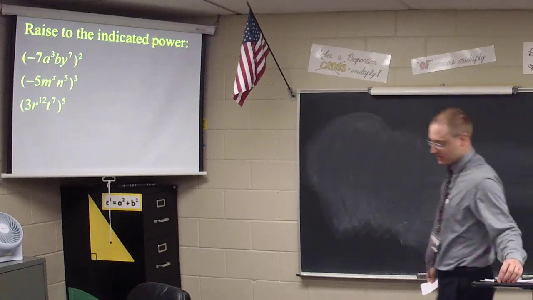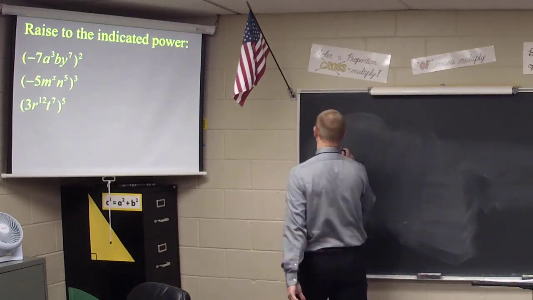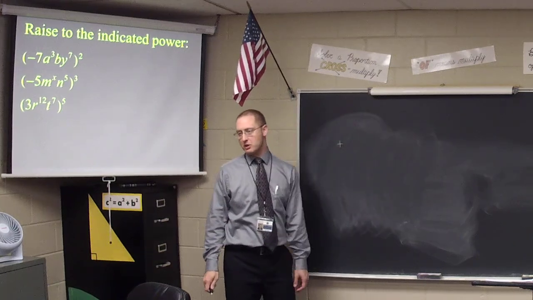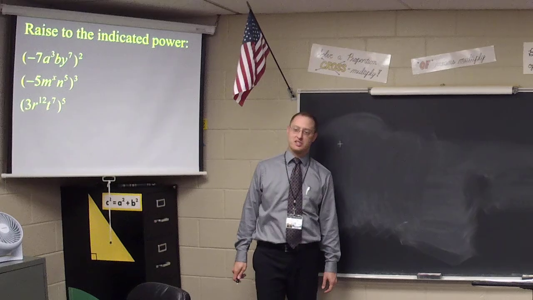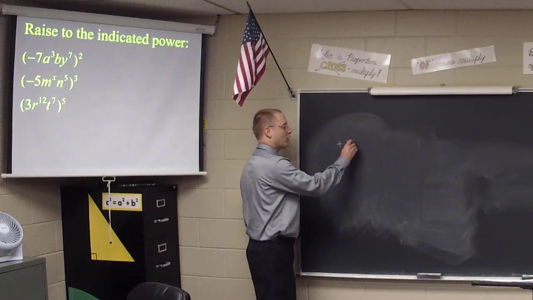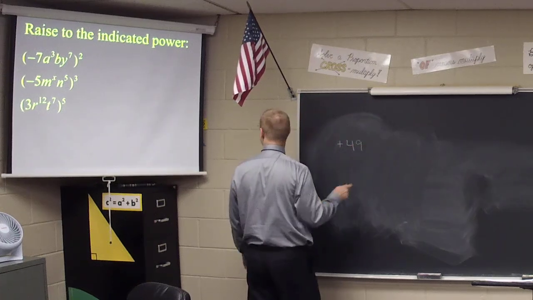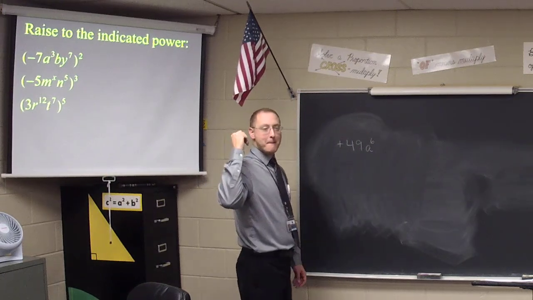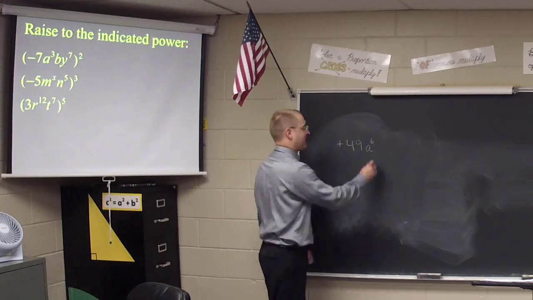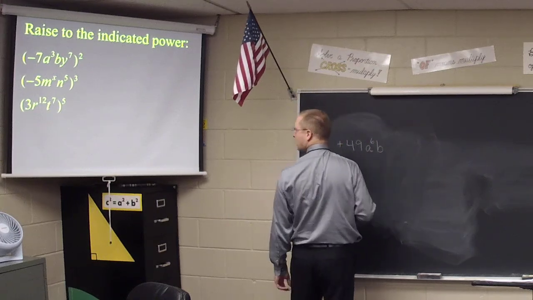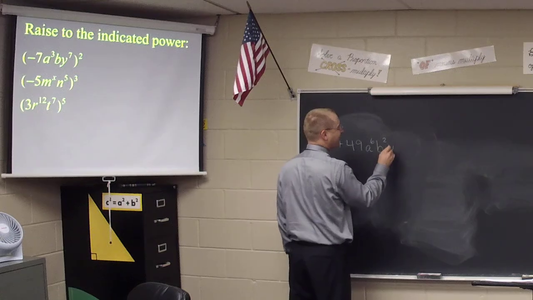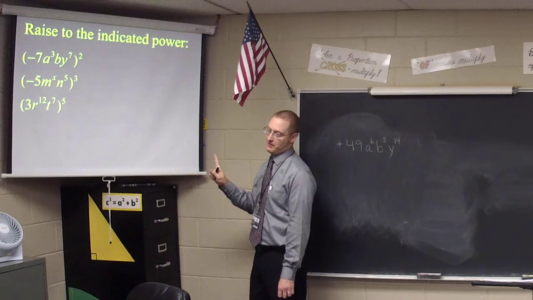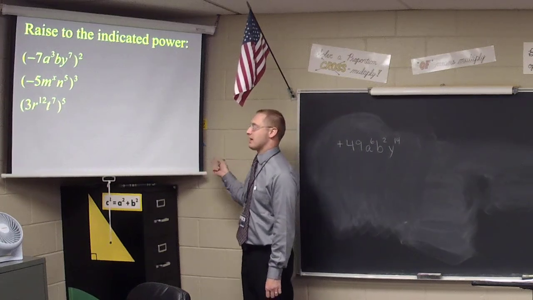All right, on the first one, class: sign. Positive. Number: 14, because 7 squared is 7 times 7, which is 49. All right, a to the 6th, because when you raise a power to a power, you multiply the exponents. b to the 14th? What's the exponent on the b right now, class? 1. And 1 times 2 is 2. The y is to the 7th, but the b is to the 1st.